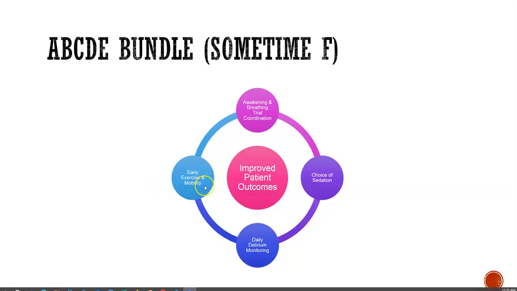I kind of talked about early exercise and mobility earlier. The earlier we get them up and at it and working, the easier it usually is to extubate them, because their body's having to actually do some work. And then the F I'll throw in here now. So it's family engagement. It is important to obviously have the family engaged and supporting the patient, helping empower them to stay calm, reassure them, and just be a support for them.